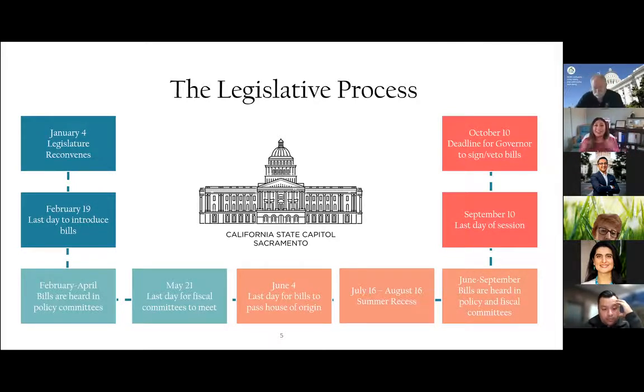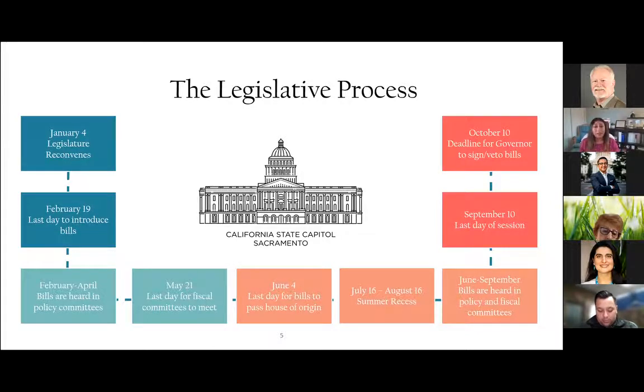So if you're lucky and you've made it to the floor, now you have to convince 80 assembly members and 40 senators, or at least a majority, because bills are either majority or two-thirds. If you need two-thirds, you really need to walk the halls, which has now translated to virtual environments of walking the halls and meeting with them, meeting with their staff and legislators to let them know this is important.